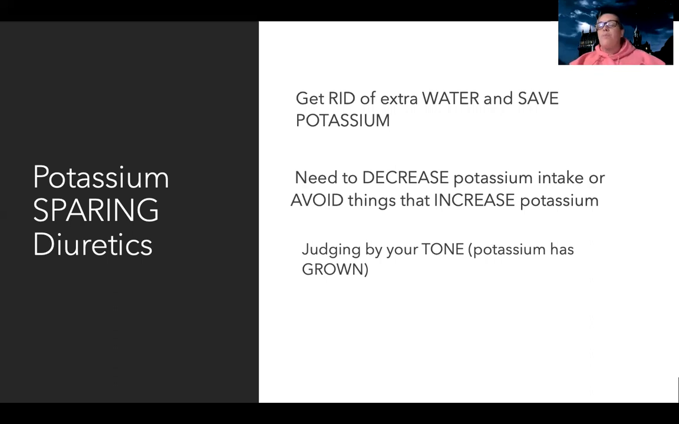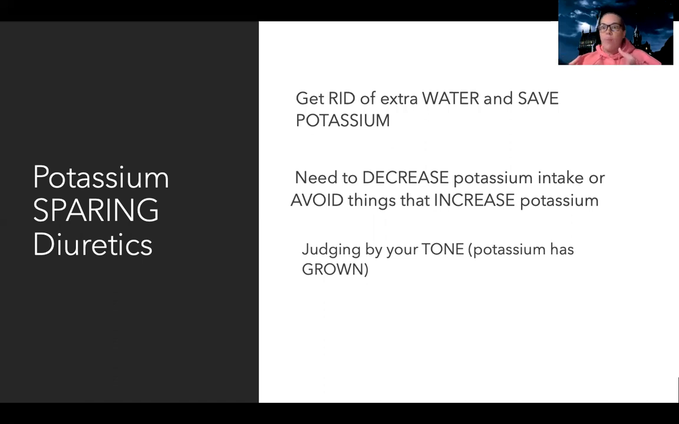So for potassium sparing diuretics, where we hold on to the potassium, we're going to have to be really, really careful that they're not taking in too much potassium. They may need to decrease their potassium intake, or at least avoid things that are going to increase potassium. We're going to talk about some of the specific things they need to avoid, but they're going to need to avoid any other medications, foods or things like that that are going to increase potassium, because as a whole, I'm already holding on to it. Think of someone who's kind of like a hoarder.